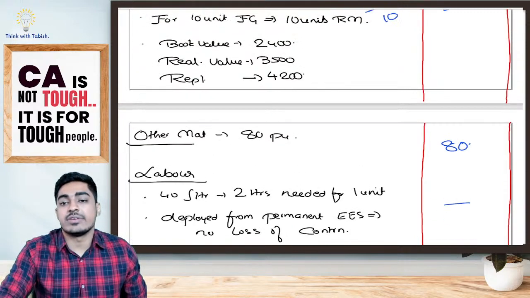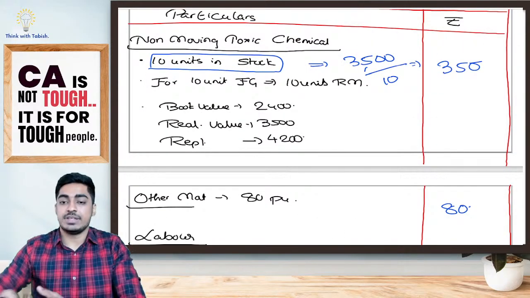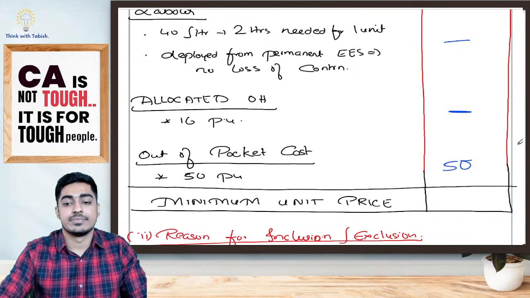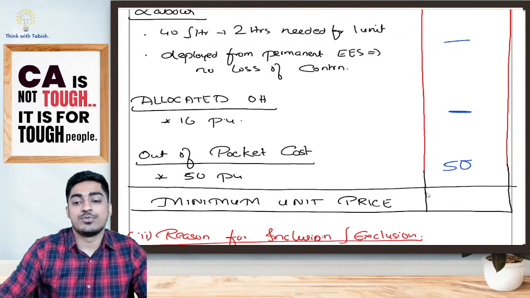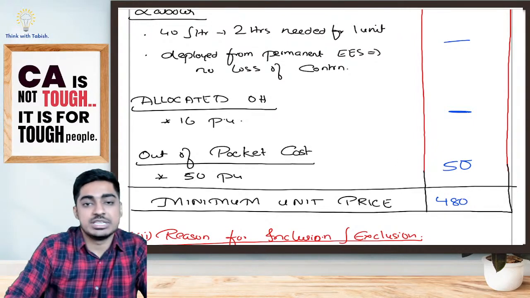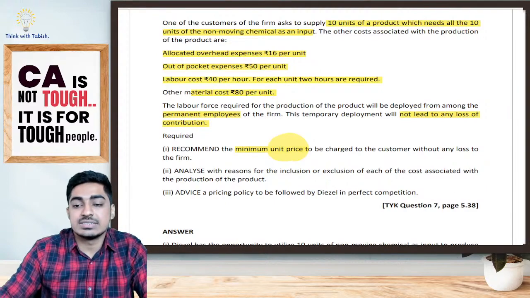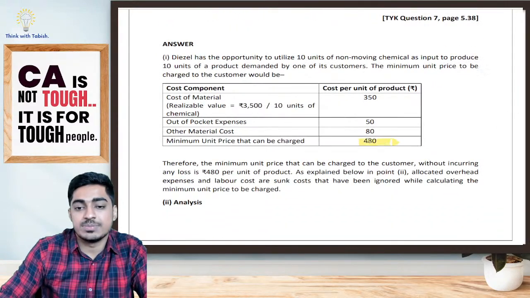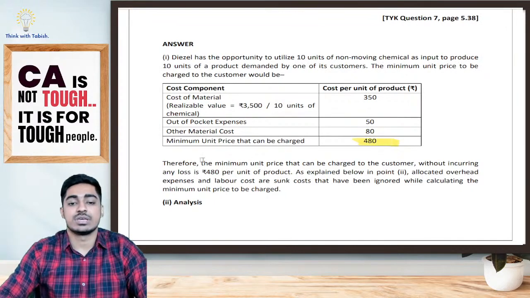So the total relevant cost we have is 350, 80 and 50. 480 rupees is the minimum unit price to be charged. Let us look at the answer. Yes, 480 rupees is the minimum unit price which has to be charged. So the minimum unit price should be 480.